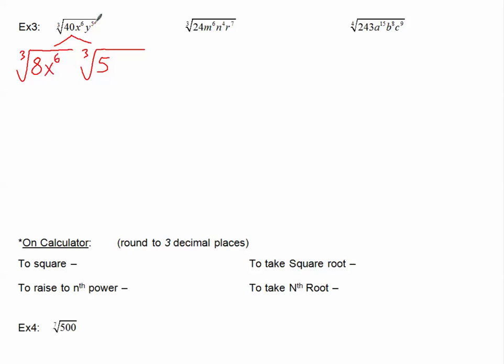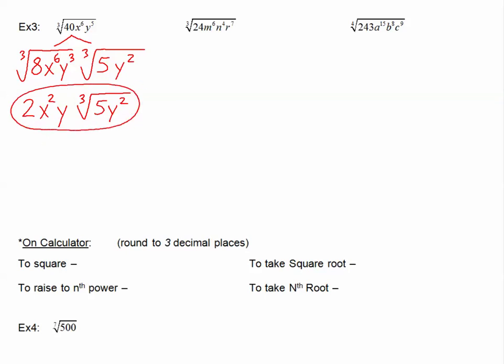Y to the 5th is no good. 5 divided by 3, that's no good. It's not divisible. But I can take 3 of them, y cubed, and that would mean that there's y squared over here because there have to be 5 still. If I took 3 here, there must be 2 over here in this radical. So all of these are perfect cubes, so they should all come out of this cube root. Cube root of 8 is 2. Cube root of x to the 6th is x squared. And the cube root of y cubed is y. Nothing's going to happen over here. That's just going to remain in the cube root, 5y squared. So I've simplified.